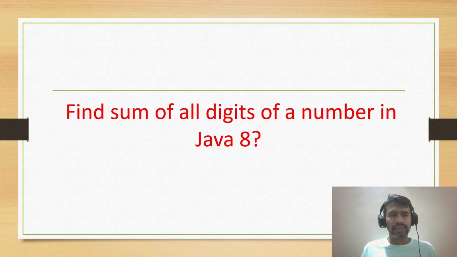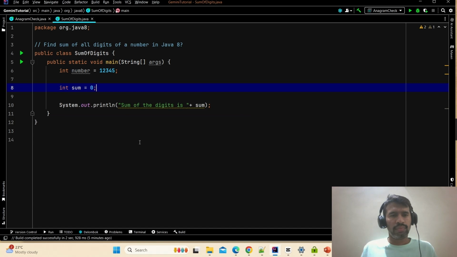So the question is, we have to find the sum of all the digits of a number in Java 8. I hope the question is clear. We'll be given a number. We have to add all the digits in the number and find the sum of it. That is the problem statement. Let's see how to do it. So we are given a number and we have to find out the sum of all the digits of this number.